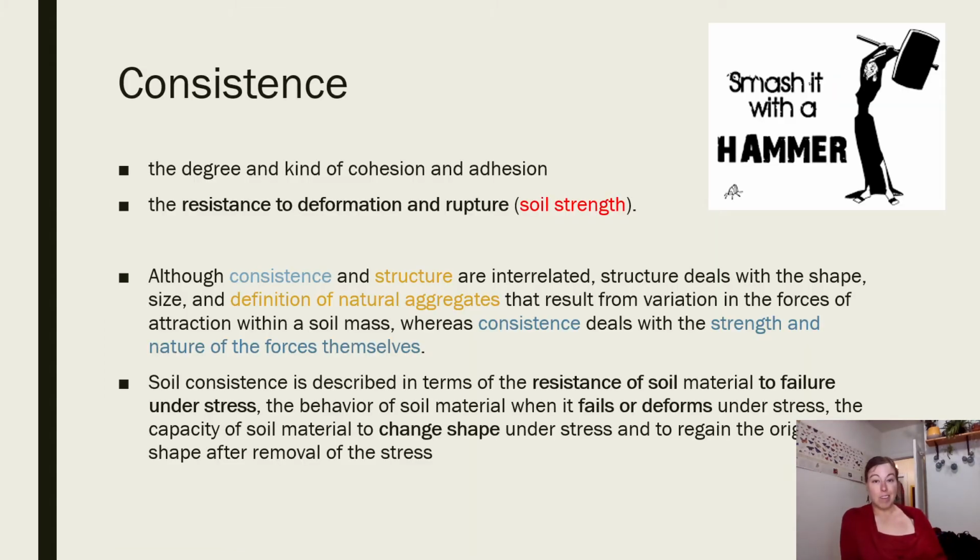So consistence is how strong that soil structure is. So the degree of cohesion and adhesion that those soil particles have for each other. The resistance to deformation or rupture is the technical way of saying it, but I like to call it the strength of the soil. They often talk about soil consistence as resistance to failure, which I think is an interesting way of putting it. You're going to add stress to the soil to see if it fails under that stress.